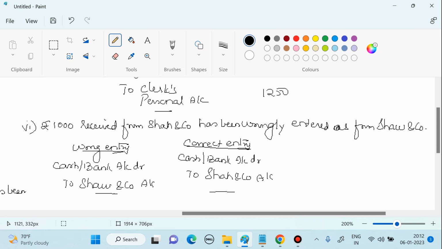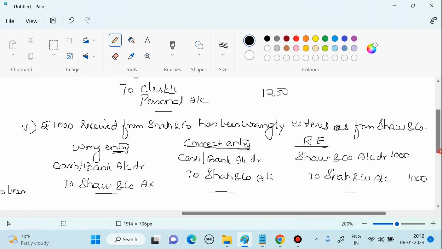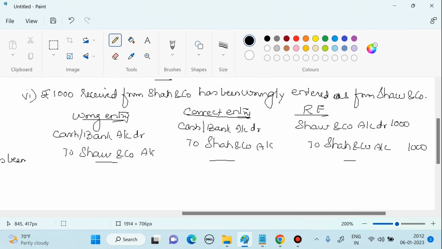So to nullify this credit, what would you do? From Shah and Co account to Shaw and Co account. Shaw and Company account debit 1000 to Shah and Company account. The names are going to be rhyming, so please read the question carefully and pass the entry. Don't pass a reverse entry. It would be wrong.